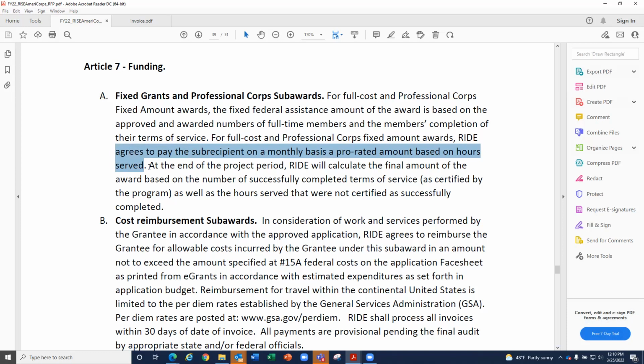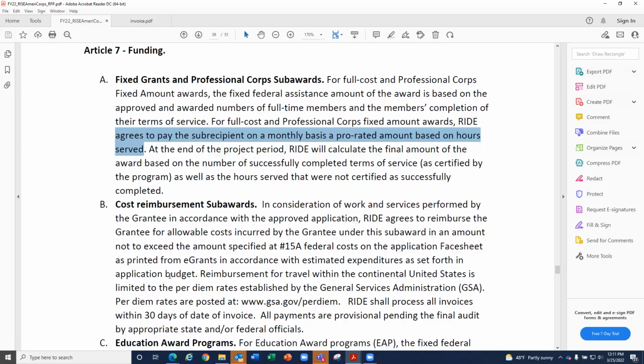So there's been a lot during the RFP process and the webinars we've had conversations about the difference between fixed grants and cost reimbursement grants, and the way that they are paid out on a monthly basis is indicated in the terms and conditions here officially.